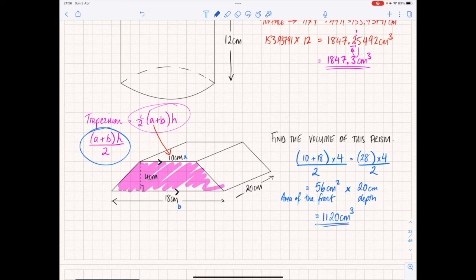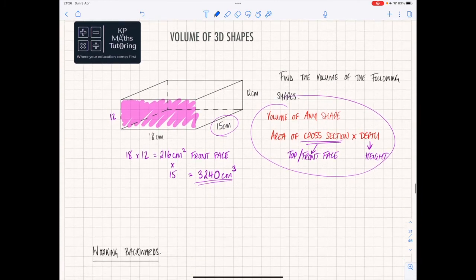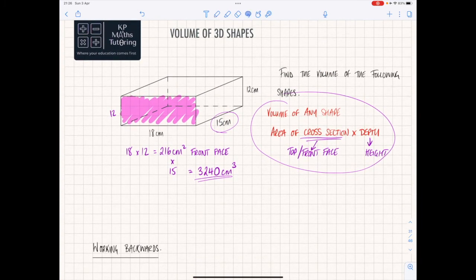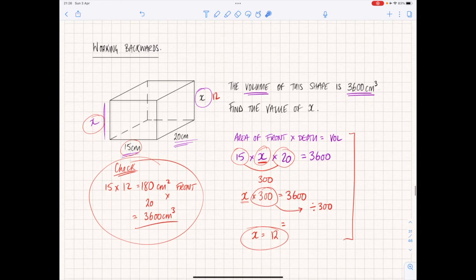Okay, so that's basically how we look at finding the volume of 3D shapes. Let's quickly recap here. You're looking in the first instance, what is a cube or a cuboid? You can effectively multiply all 3 sides together, but if you remember this, that is the area of the cross section, or as we've been calling it, the front or the top, and then you times it by the depth. Because that will tell you then, depending on what shape it is, what formula to use. If you have to work backwards where you're given the volume and you're being asked to find a side, this is how we do it.